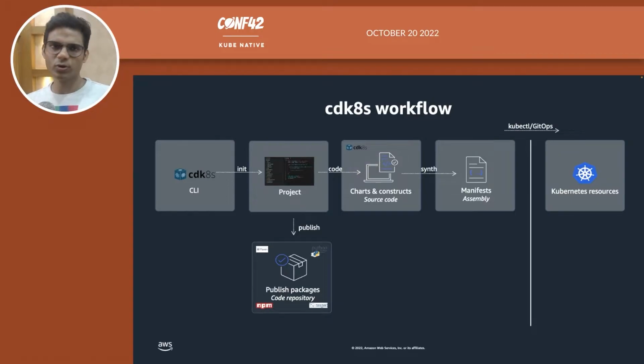Conceptually, it's actually quite simple. As you can see, here is a very, very high level overview of the workflow. You start off by bootstrapping a project, you write some code to define your Kubernetes application, and then you ask CDK to convert that code into YAML, right? And once you have that YAML manifest, it's really up to you as to how you want to use it.